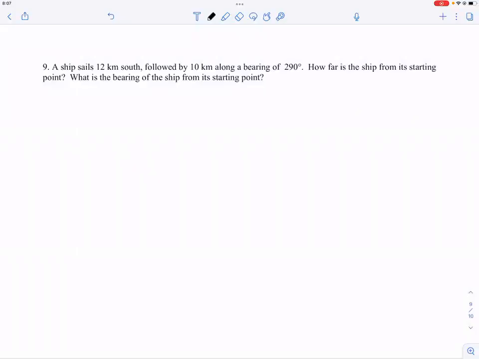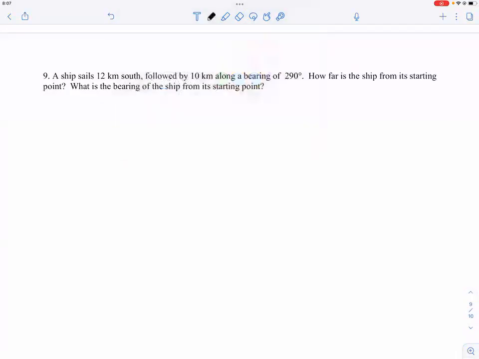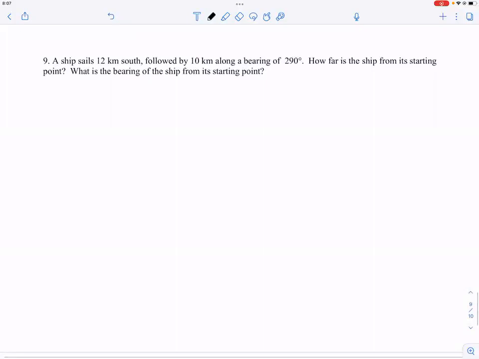Number 9. A ship sails 12 kilometers south. So let me go ahead and go this way. It's going south for 12 kilometers. South is 180 degrees. I'm just going to label it just in case.